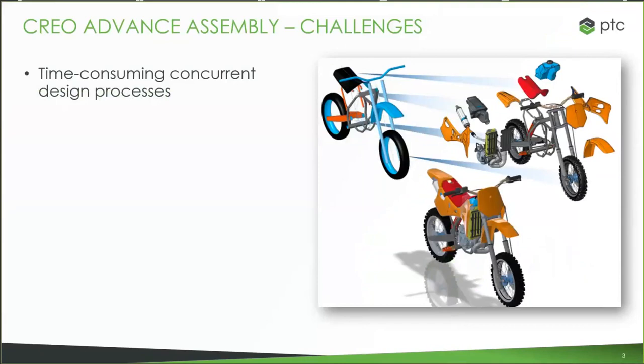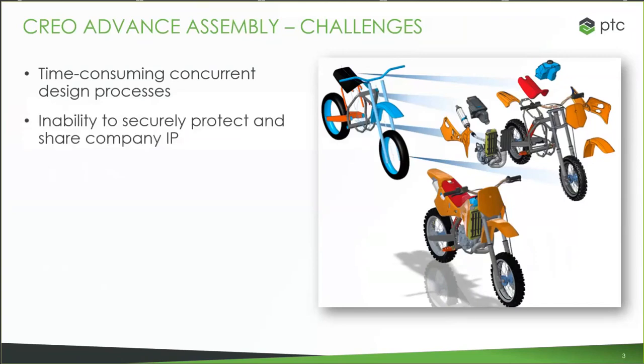And it's because time-consuming concurrent design processes are really difficult to manage, especially with complicated assemblies. So it can be difficult to manage distributed design teams. You can lose productivity and efficiency due to poor communication, errors, rework, people creating the same geometry twice, or waiting for someone else to finish their part of the project before they start theirs because they need their surfaces.